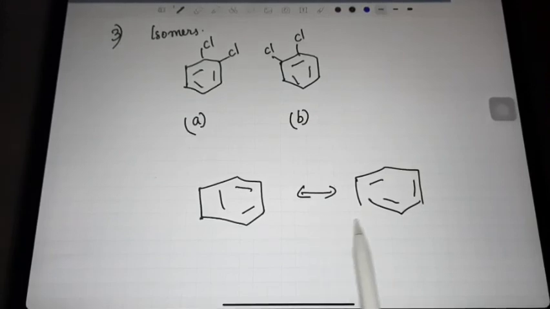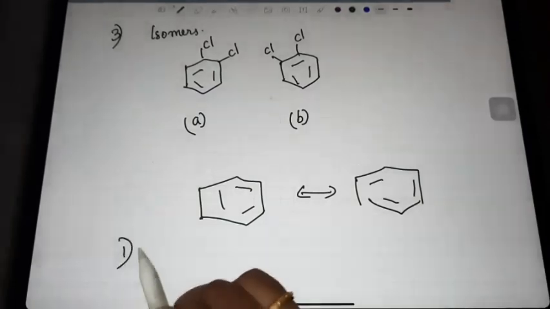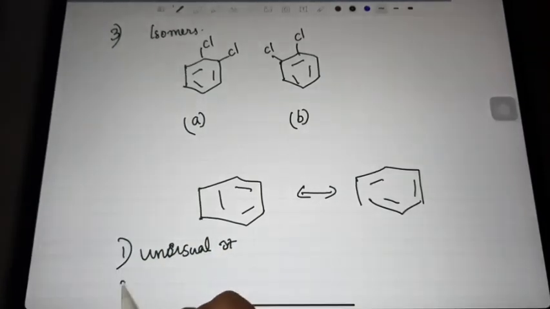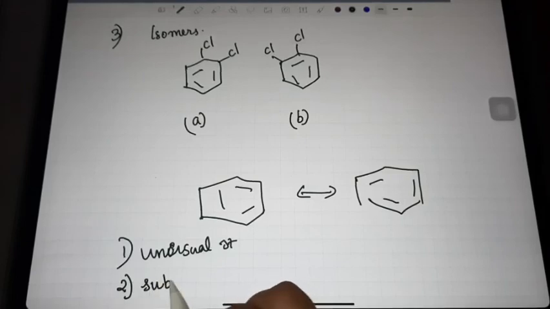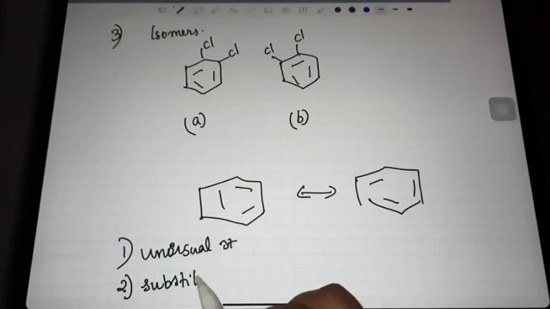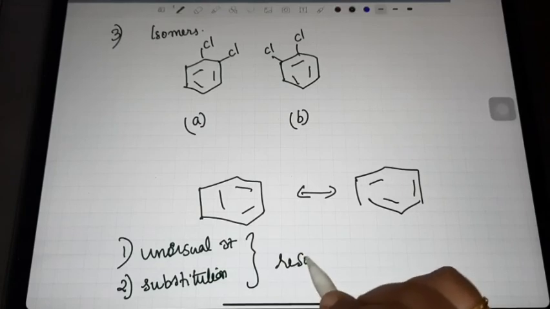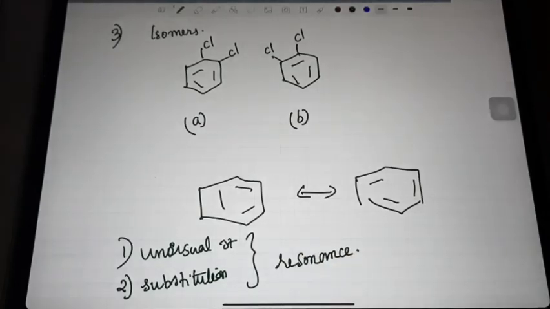Even with these modifications, the Kekule structure of benzene fails to explain the first one, the unusual stability, and the next one, that substitution occurs rather than addition reactions. These 2 concepts are explained later with the help of resonance: why benzene has unusual stability and why substitution reactions occur rather than addition reactions.